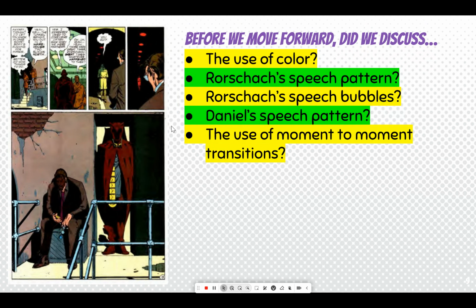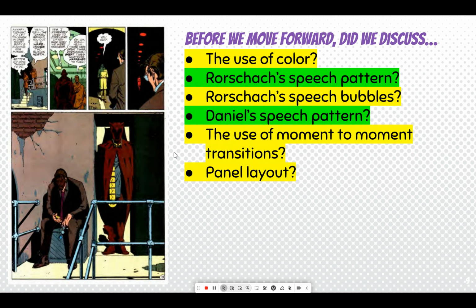Did you discuss the use of moment-to-moment transitions here? Instead of subject to subject, right, because it's the same two subjects the whole time. Instead of that, the author decided to use moment-to-moment transitions. You might want to look back at our notes as to why an author would decide to do that. How does that also help the authors build their message about identity?